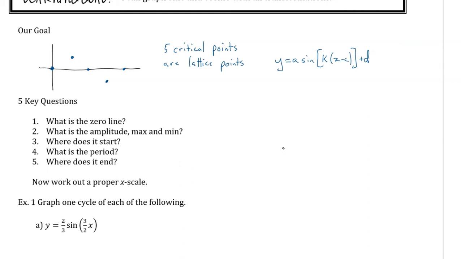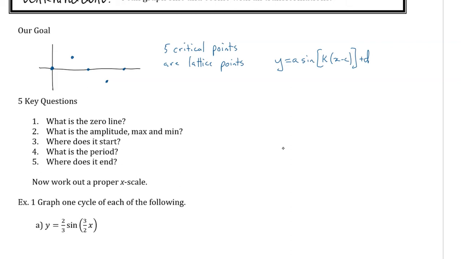And the a, k, c, and the d are what give us all of this. So where does it start? Your phase shift, that's like your c value. What is the period? That comes from the k value. Remember, we were doing that yesterday, but in the other direction, but the k value.